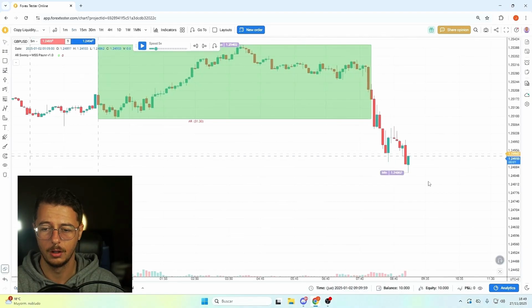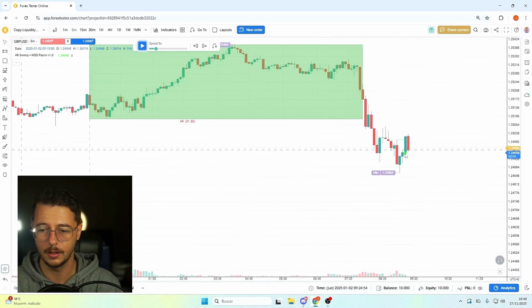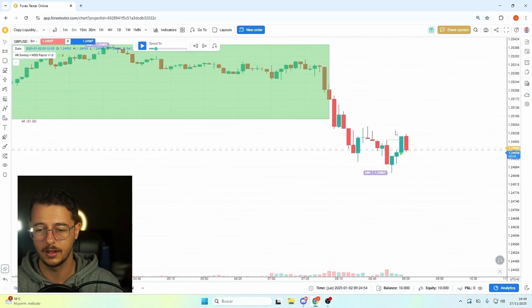So if we come a bit below, we just have to keep going, and then we can see a green line. And this is basically because we can see that we got a market structure shift here. Okay, because the price came up here, made a new low, and this new low came above and made a new high respect from the recent low. So basically this is a market structure shift.